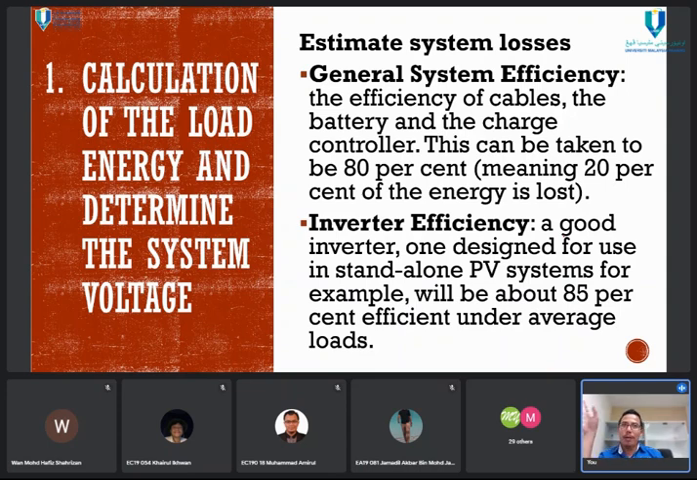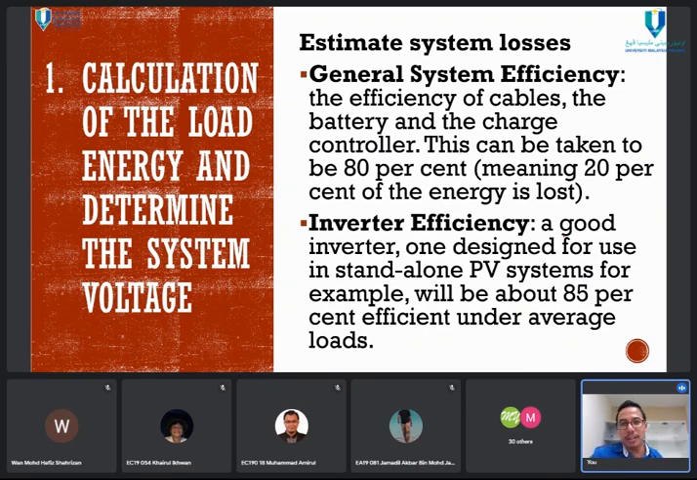Okay, so that one we know how many watt hours of appliances that we need to use or we really want to use in our isolated house, the isolation house.